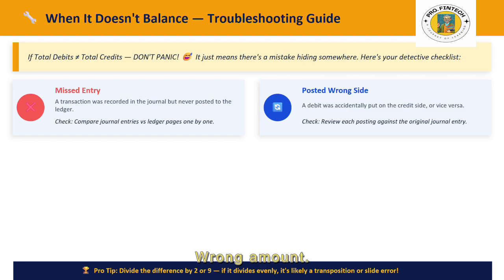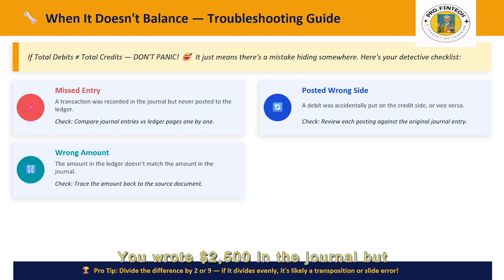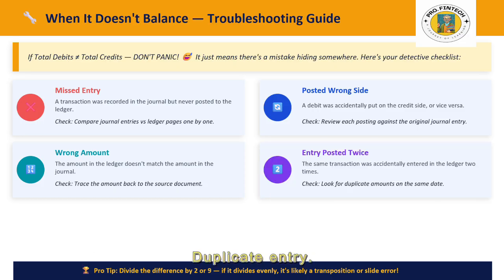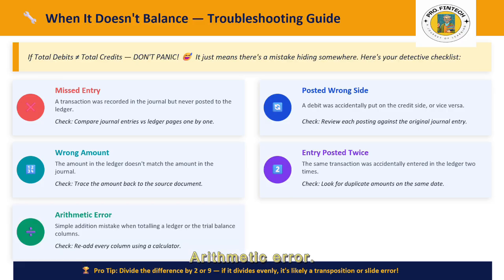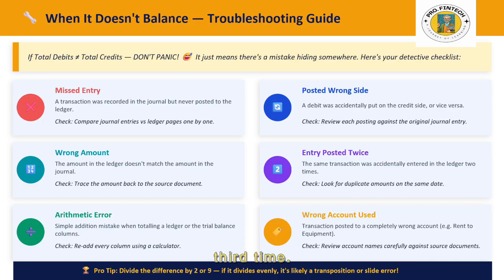Wrong amount. You wrote $2,500 in the journal but posted $2,050 to the ledger. Always trace amounts back to the original source document. Duplicate entry. The same transaction was entered twice. Look for duplicate amounts on the same date. Arithmetic error. You simply added the column wrong. Use a calculator, add it again, then add it a third time. Wrong account used. You posted a rent payment to the equipment account instead of rent expense.